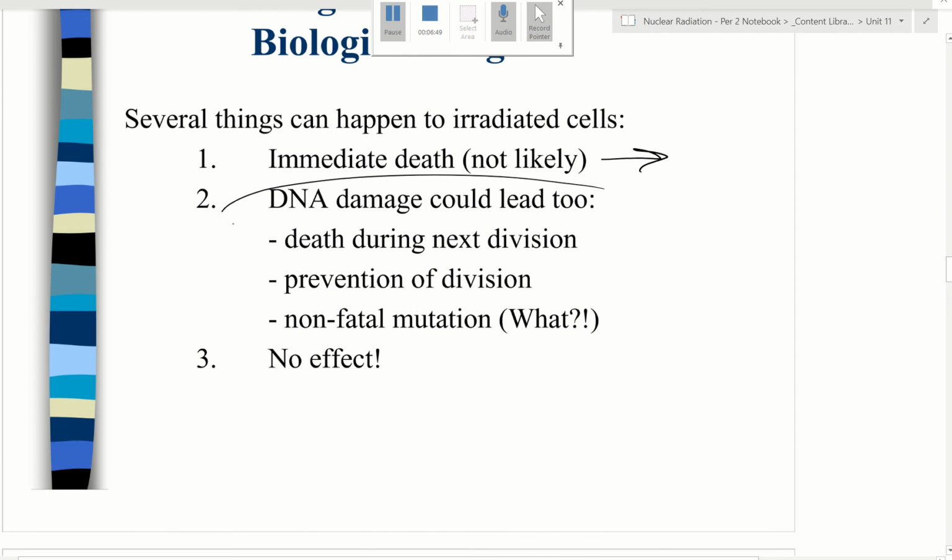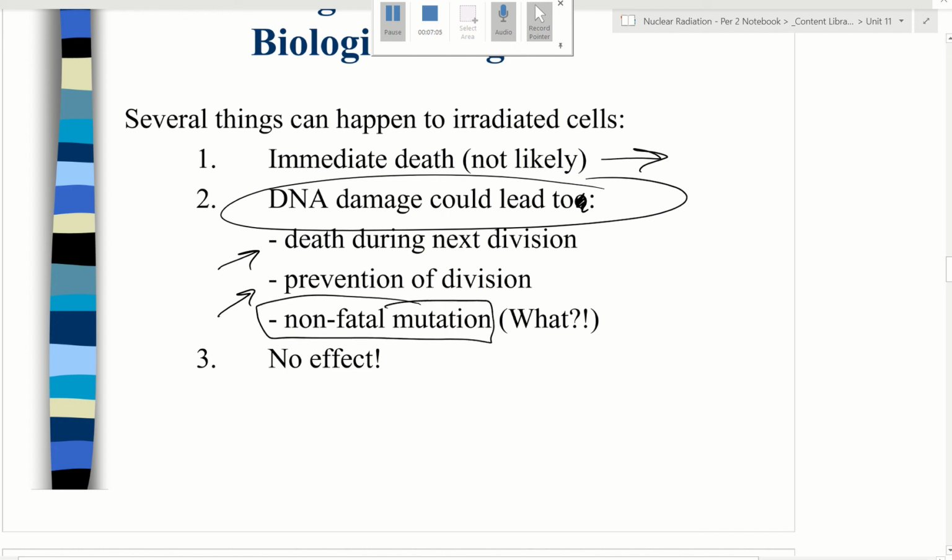If there's DNA damage, the DNA damage could lead to death during the next division. It could lead to the prevention of division. The cell just doesn't divide, it becomes sterile, or a non-fatal mutation. So that, my friends, is cancer. Most non-fatal mutations are going to lead to either a cell that is non-functioning or an over-functioning cell, or a cell that is not doing what it's supposed to do, but it's still having some function. Okay, and so all of those things can bring about the different types of cancers that we see.